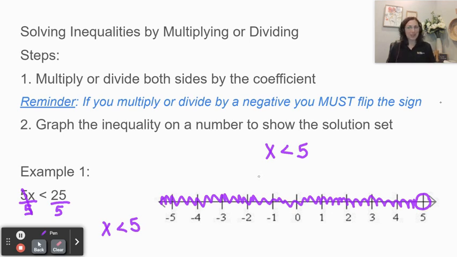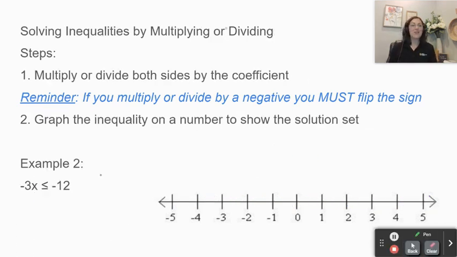All right, let's take a look at one more problem. Okay, here in my second example, I see negative 3x is less than or equal to negative 12. So I know I have to do the opposite of multiplying by negative 3. So I'm going to divide both sides by negative 3. Now notice I am dividing by a negative. This means I have to use the flip rule. So this is what it looks like.